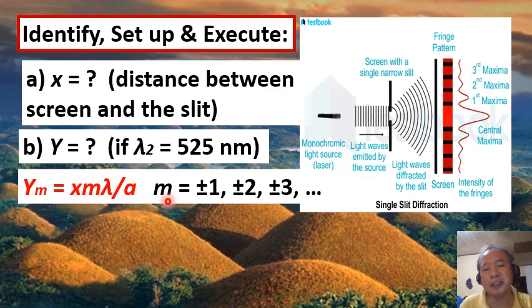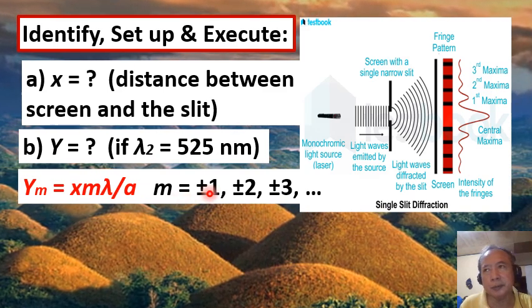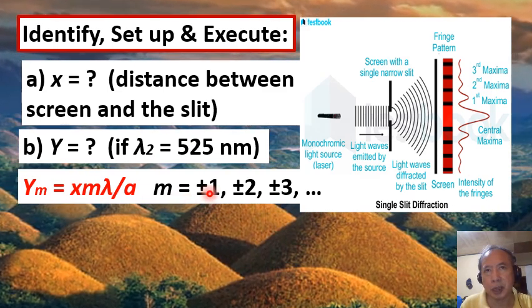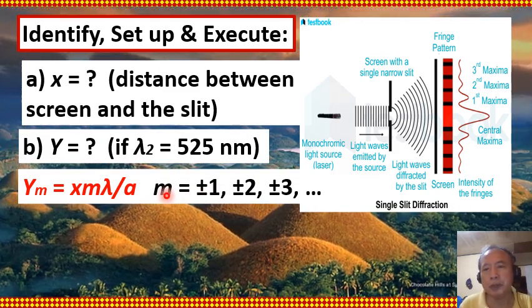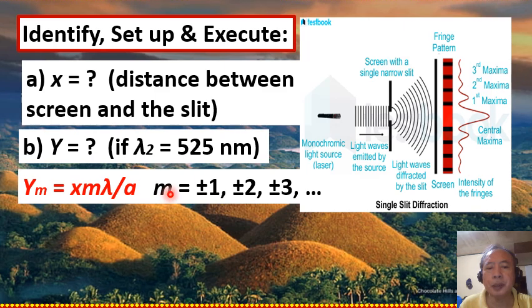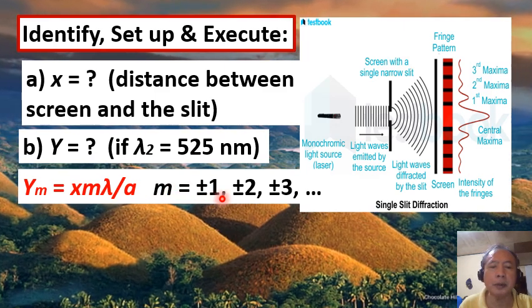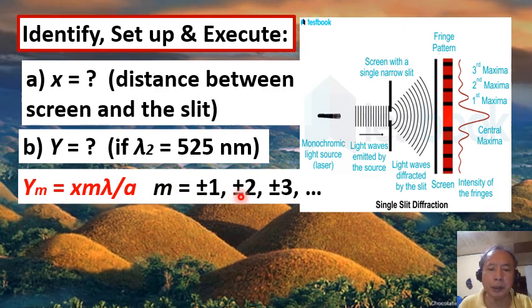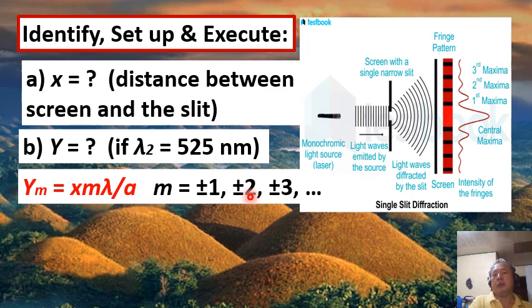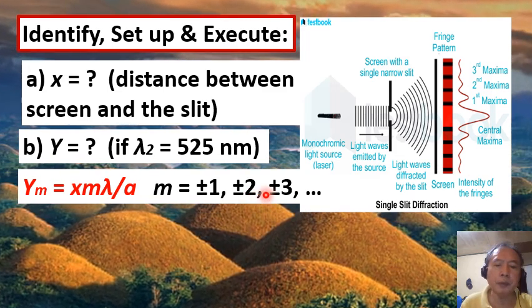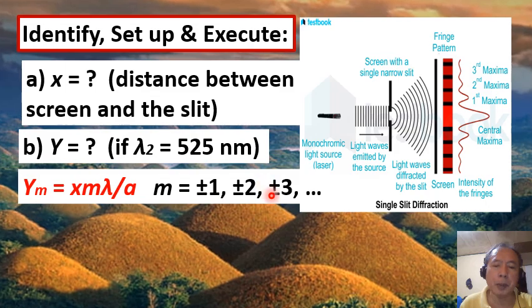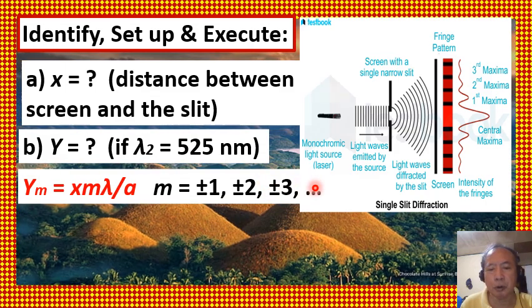Small letter m represents the dark fringes, also known as the minimum. So for the first order minimum, m is equal to plus or minus 1. For the second order minimum, m is equal to plus or minus 2. And for the third minimum, m is equal to plus or minus 3, and so on and so forth.